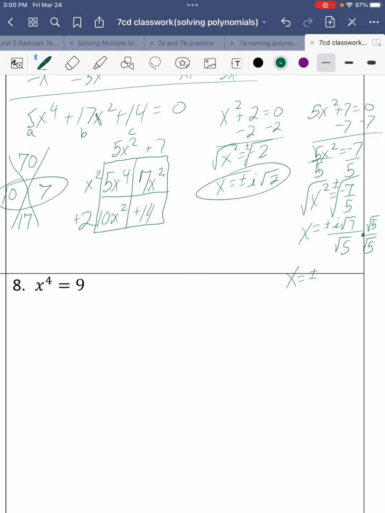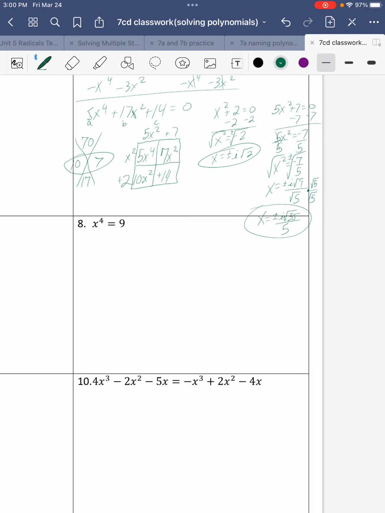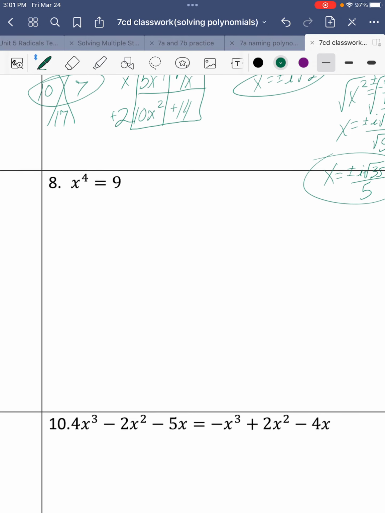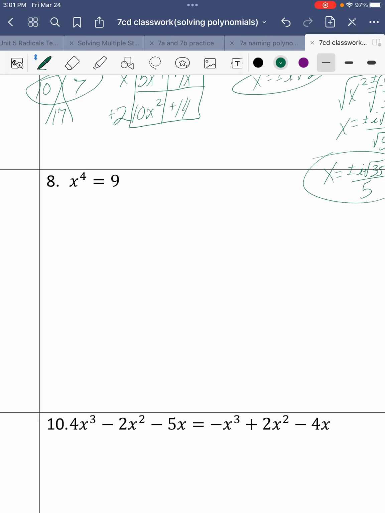We got to multiply by the denominator to get rid of that square root. So x equals a positive negative i, 7 times 5 is 35 over 5 times 5 in the denominator is 25. Square root of 25 is 5. So there's the other two. All right, I'm going to work out number 8, and everything else should be pretty similar.